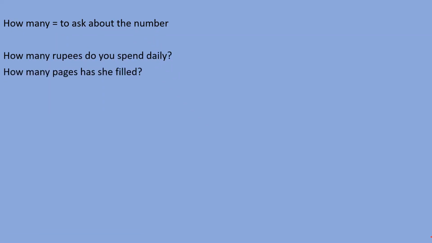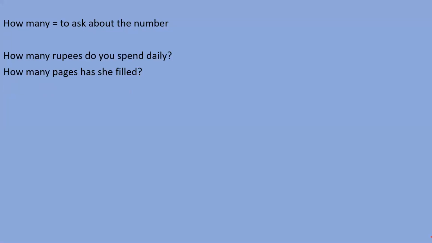Next, how many. How many is used to ask about the number. Whenever we have to ask about the number, we should use how many. Like how many rupees do you spend daily? So you can say I spend 10 rupees, 100 rupees, 1000 rupees daily. It means you want to know about the numbers. How many pages has she filled? A number of pages I want to know. How many toys do you have? So the number of toys I want to know.